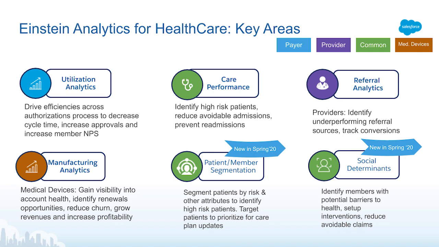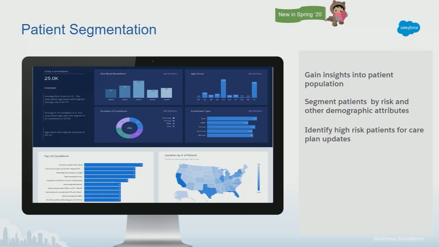We also added new capabilities around social determinant analysis. So if you want to gain insights into your members or patients who are getting impacted by social determinants and, for example, update their care plans, you can do that by using that dashboard. So let's dig a little deeper. So as you mentioned, with patient segmentation, what we are doing is giving both payers and providers the ability to segment their member population.